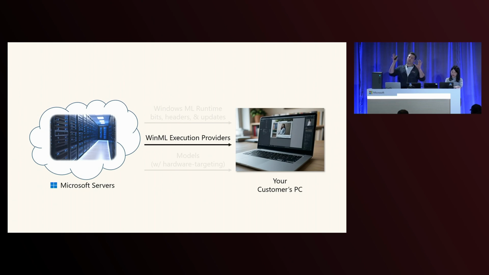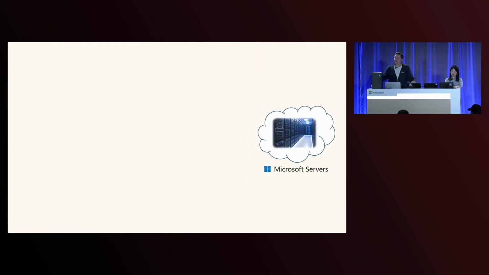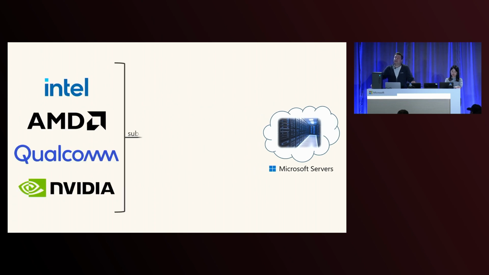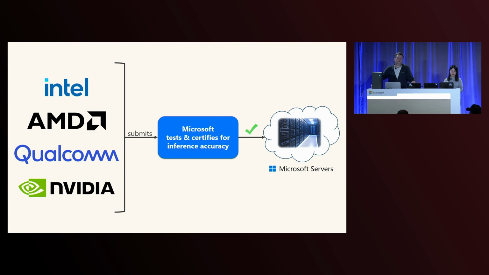Earlier, Xiaoxi mentioned that Windows ML will always download the execution providers for the hardware that it sees on whatever device it's running on. What makes that possible is a deep level of collaboration that we've done and a new certification program that we've stood up with all of our major IHVs across NVIDIA, AMD, Intel, and Qualcomm.